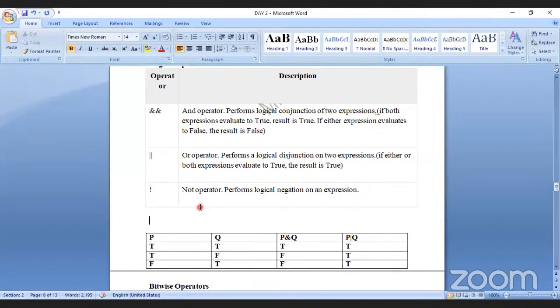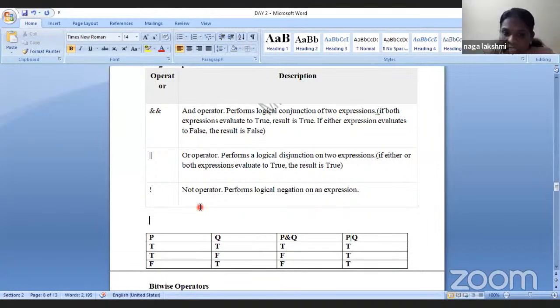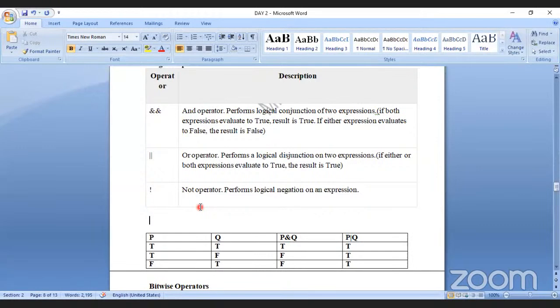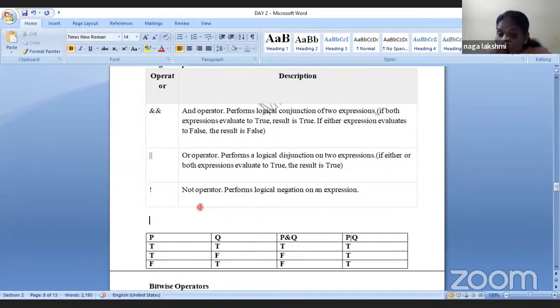Yes, ma'am. If a student is writing an exam and got good marks in all the subjects, but the pass mark is 40 and he failed in one subject, what is his result? Failed, ma'am. Yes, his result is failed, because everything is going online. They are applying the P and Q condition, girls.